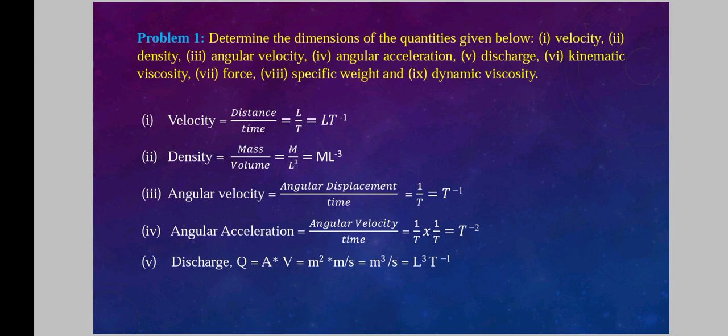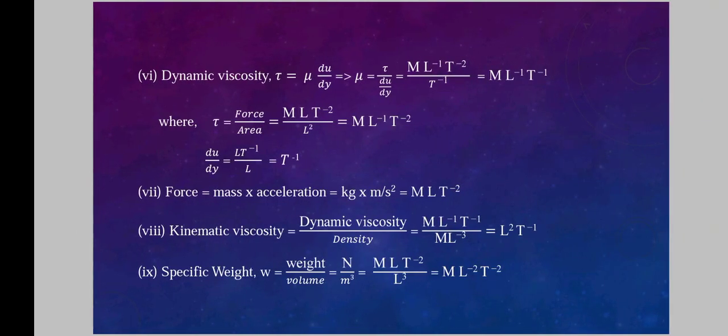Finally, the discharge, that is A into V. A is equal to meter squared, V is equal to meter per second, and it will be meter cube per second, that is L cube T power minus 1. And dynamic viscosity, tau is equal to mu du by dy. We need to find out the value of mu, that is tau divided by du by dy.